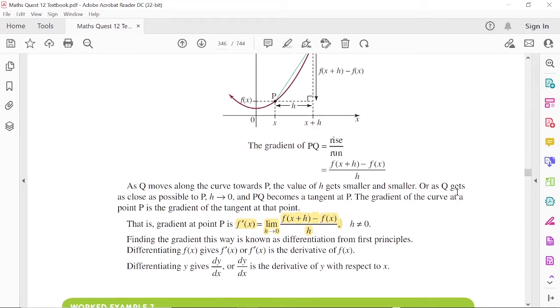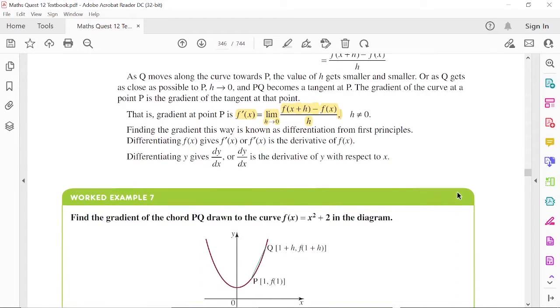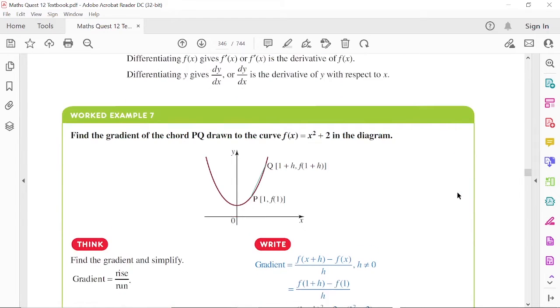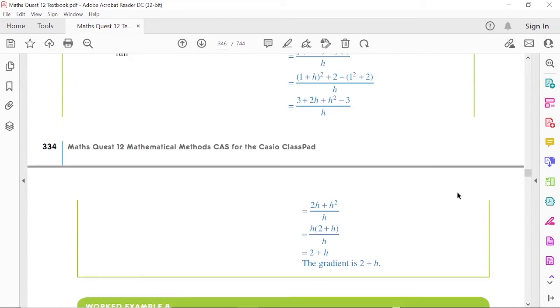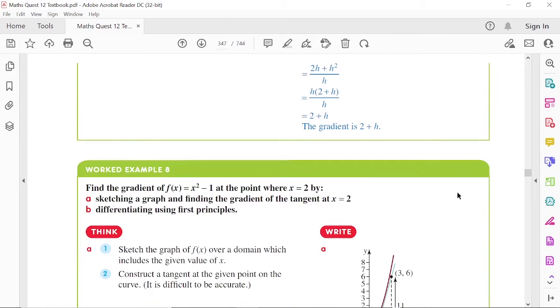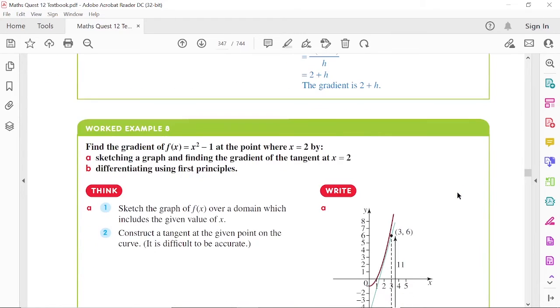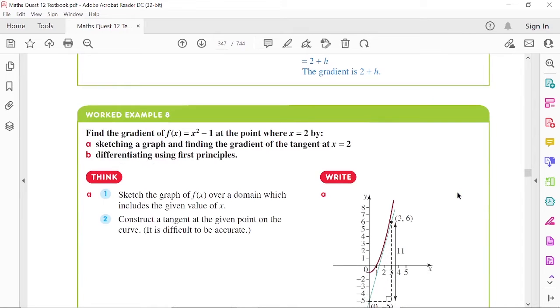Okay, and so we can apply that to, if we have a look at, will we worry about this example? Don't worry about that example, skip over that. Okay, all right, so if we look at example 8, finding the gradient of f of x equals x squared minus 1 at the point where x equals 2. We'll skip a, so we won't worry about sketching the graph and using the tangent. We'll just do it by differentiating from first principles.